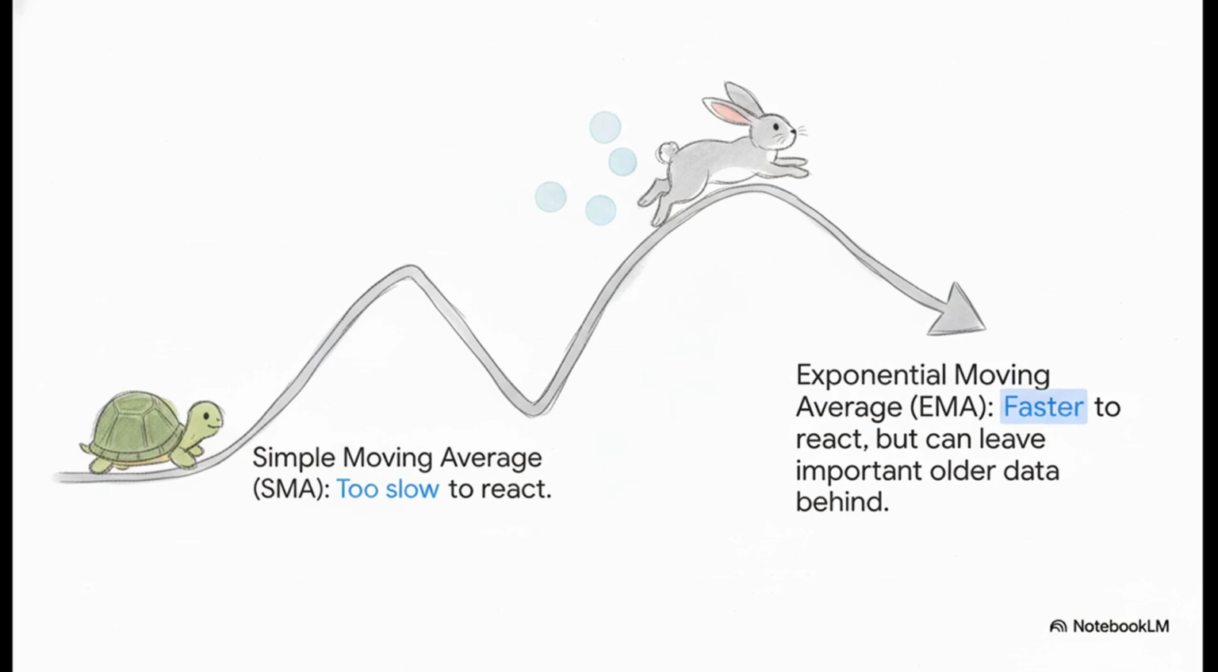So the EMA comes along and tries to fix this. It gives more weight to the newest prices, which makes it faster. But in its rush, it can totally overreact to tiny price swings and just kind of forget about important older data, which, you guessed it, creates a whole new set of false signals.